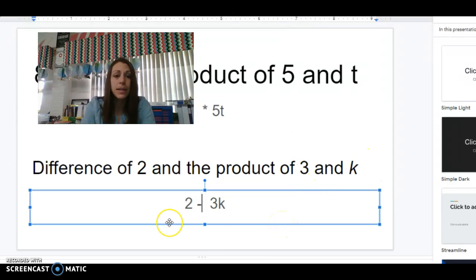Those are a couple examples, and when we get to my table, I'll help you a little more. Enjoy. Have fun with algebra.